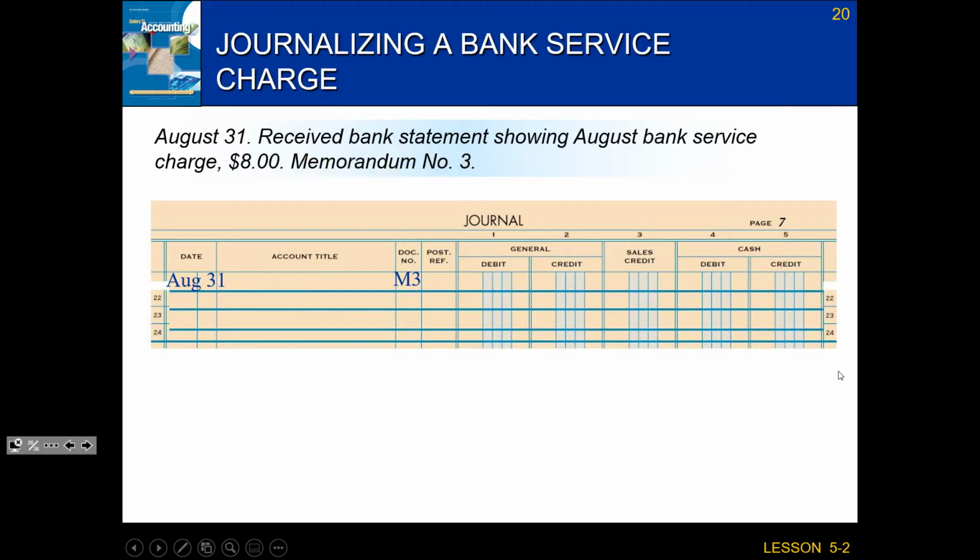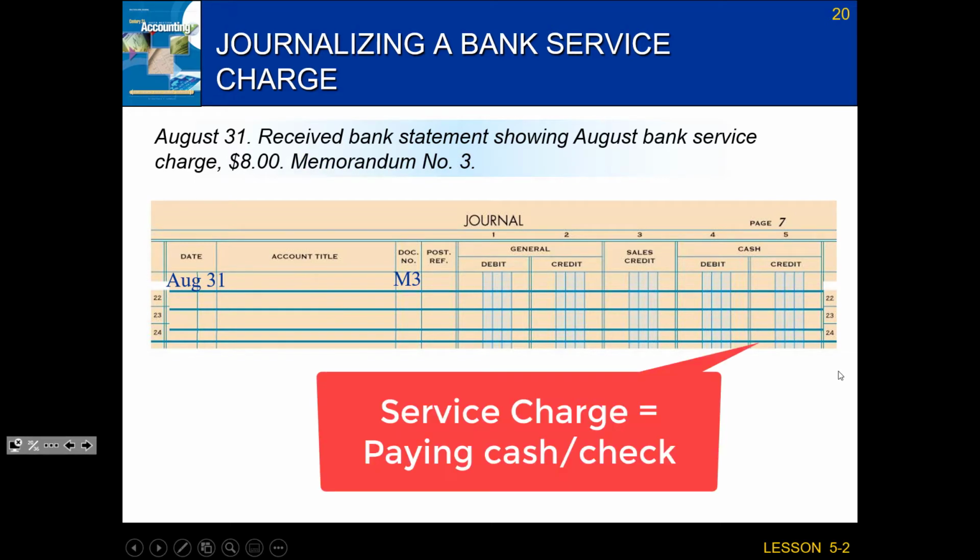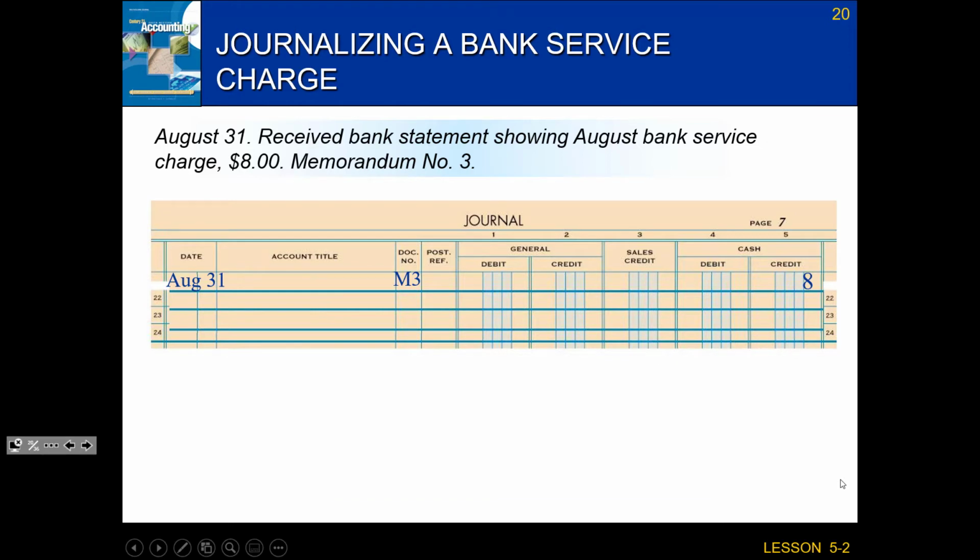And then service charges is money coming out of my checking account. Checking accounts are the same as cash. So cash going out or decreasing as a credit. And then I have to have my debit, which again is going to be a miscellaneous expense. So that would be how I would journalize my service charge.